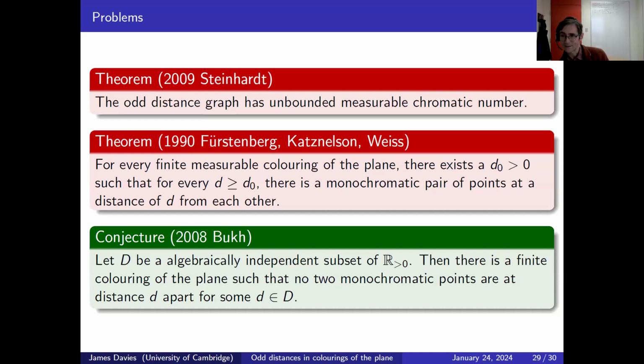So you believe that if I take an unbounded set of algebraic numbers, the chromatic number's going to be infinite? My guess would be yes, but that's maybe the most wild positive conjecture. That'd be pretty nice.